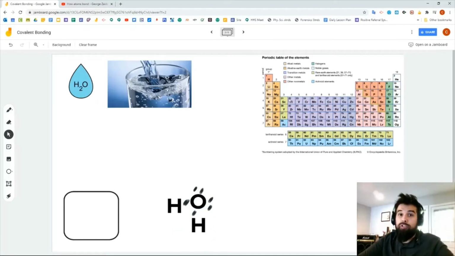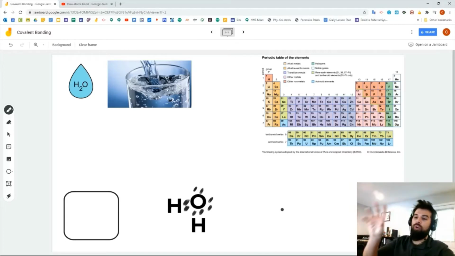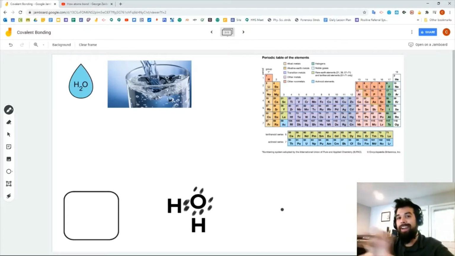Okay, so now I'm just going to draw the dot diagram for hydrogen. So let's take a look at this. I know, because it's in group 1, that hydrogen just has 1. I'm going to put it right there next to that electron from oxygen, because they share that one. I'm going to put it right there. There we go. That is your Lewis dot diagram for water.